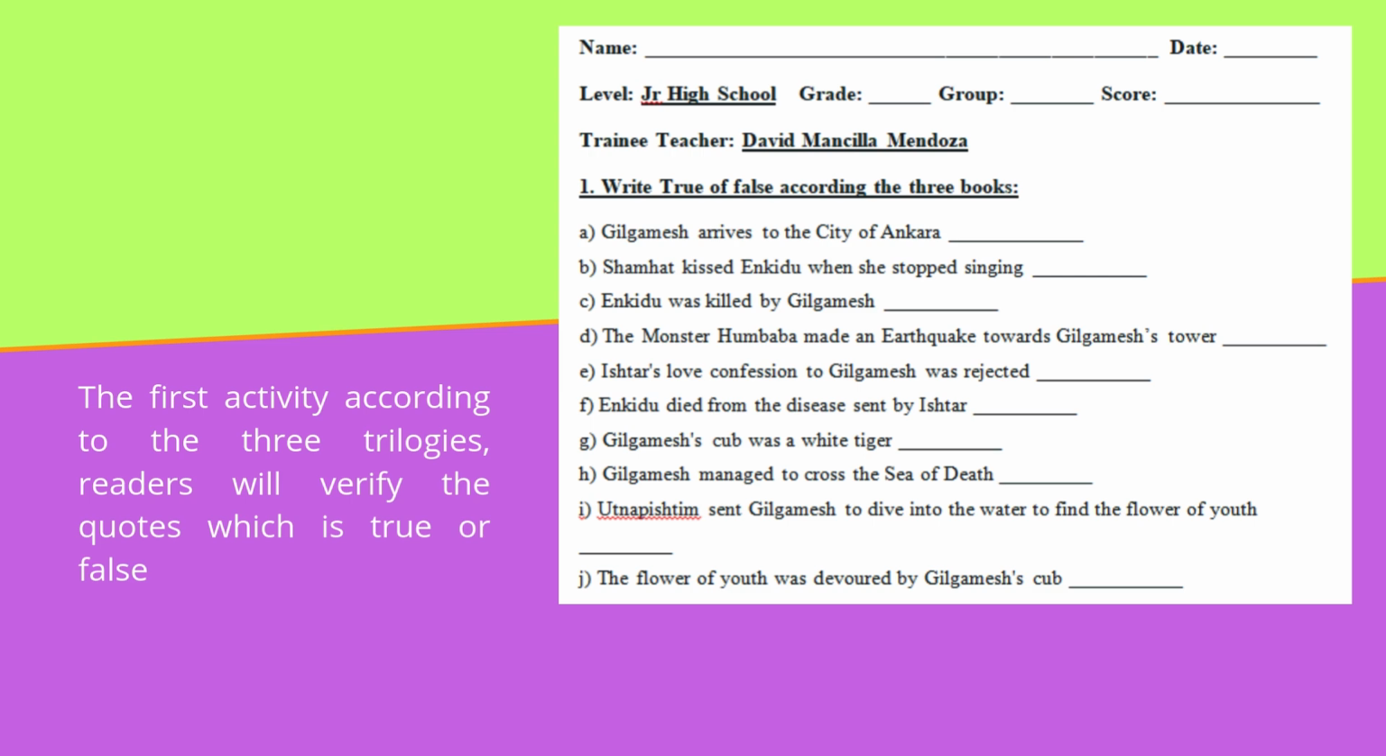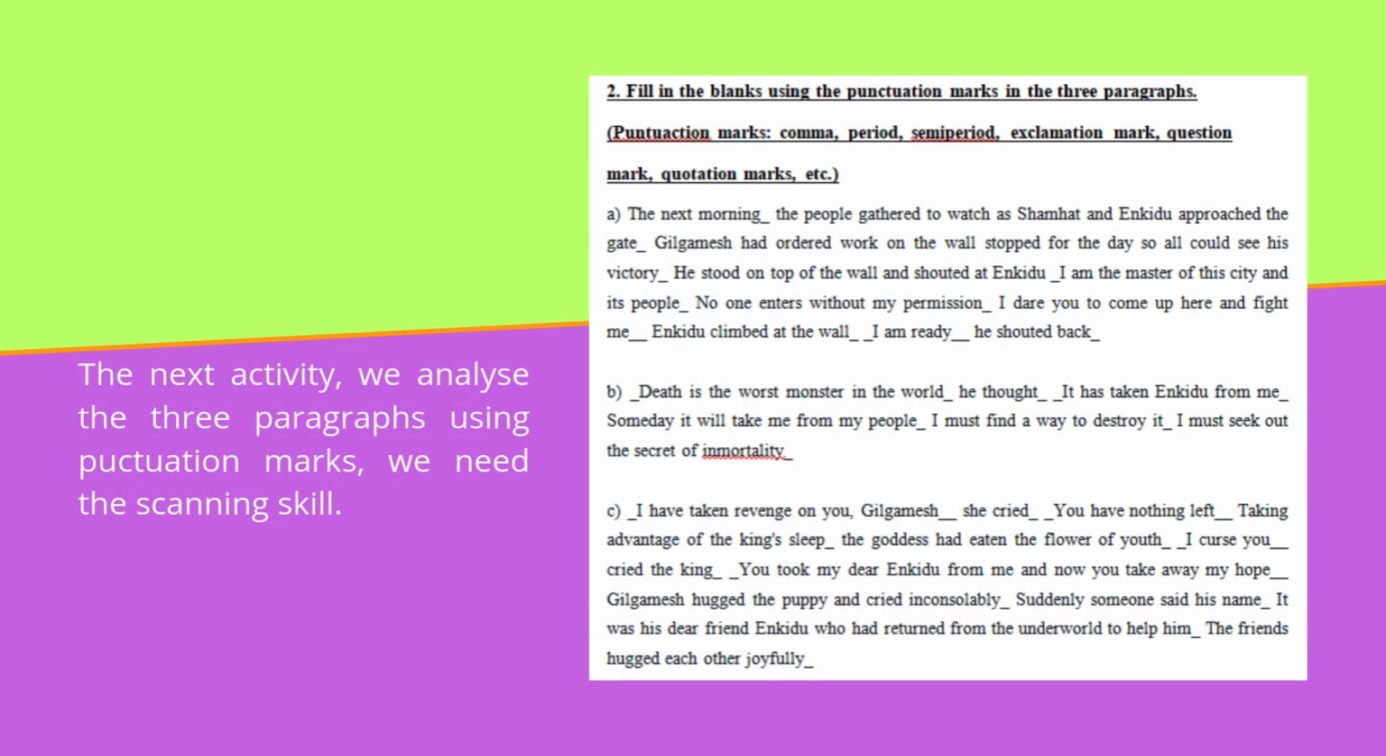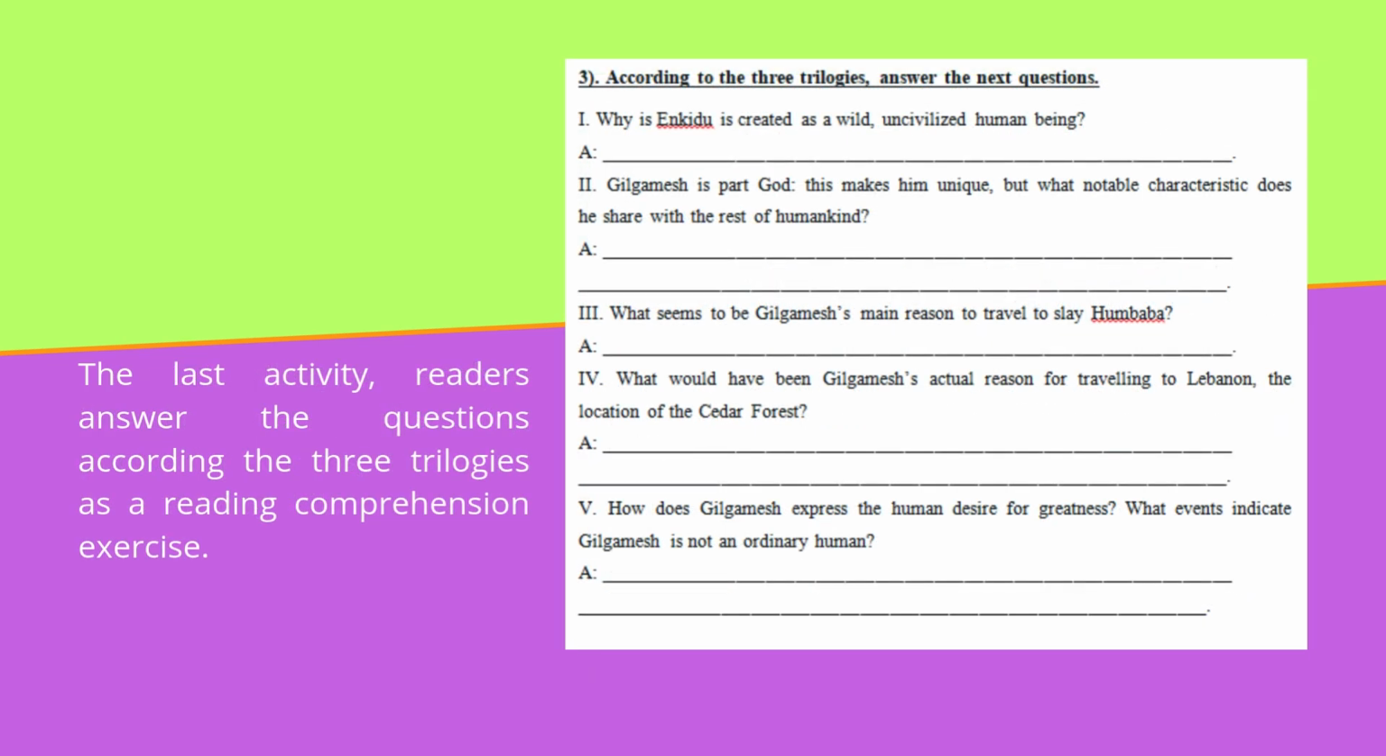The first activity, readers will verify which quotes are true or false according to the trilogy. The next activity, we analyze the three paragraphs using punctuation marks. We need the scanning skill. And the last, readers answer the questions according to the trilogy as a reading comprehension exercise.